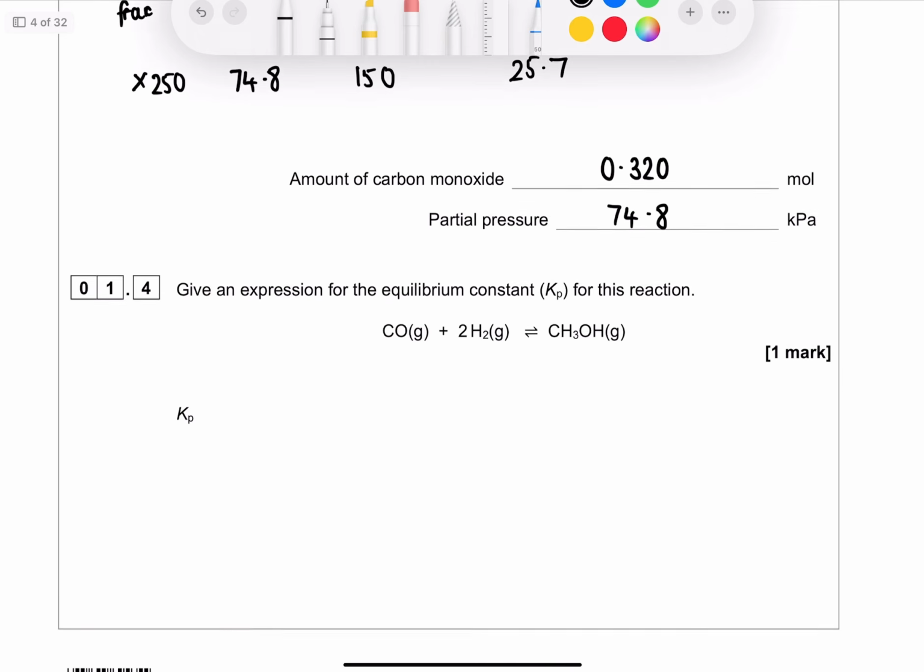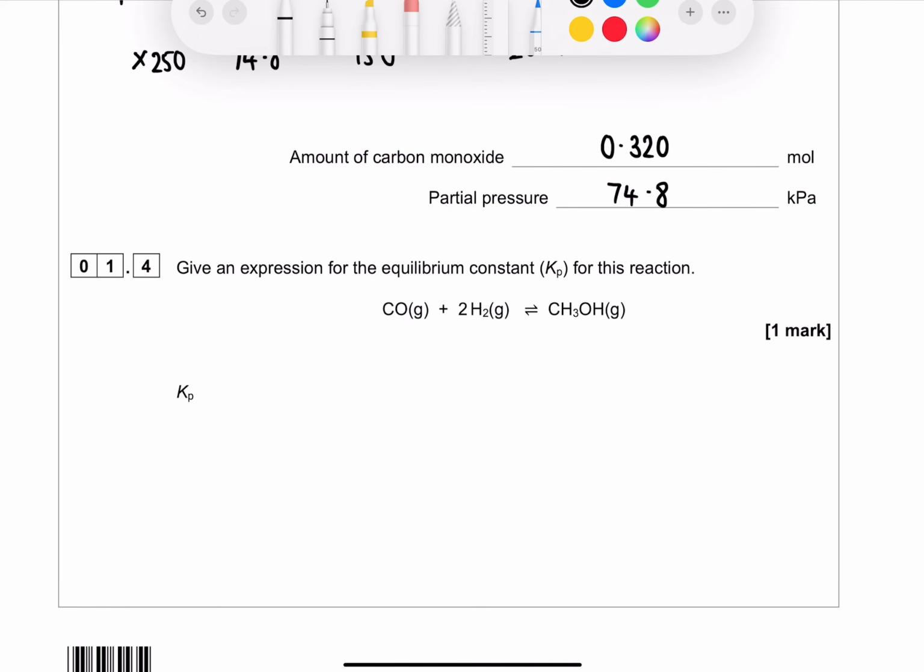Give an expression for the equilibrium constant Kp in this reaction. So what the exam board are wanting here is that we have a fraction where we put products on the top line, and then we put our reactants on the bottom line. Do remember that you can't actually highlight in the exam. This is just to help you see where things are going.